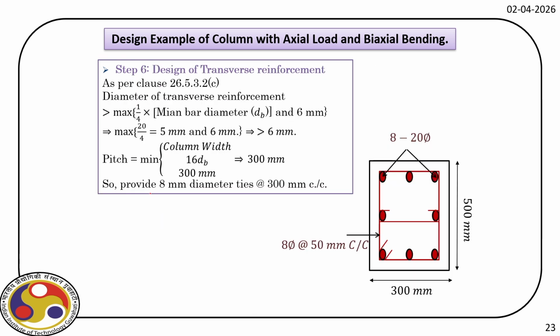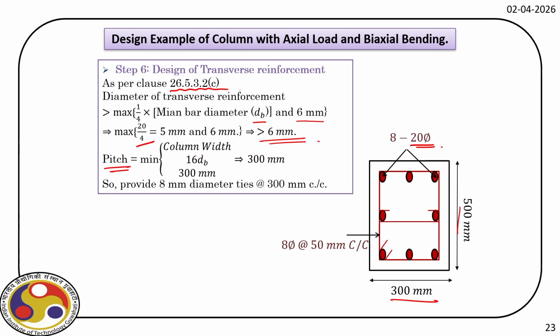Okay. Now we have to also design the transverse reinforcement as per clause 26.5.3.2c, and the diameter of the transverse reinforcement should be more than the maximum of these conditions: one-fourth of the main bar diameter, which is dB, and 6 millimeter. So the main bar diameter we have is 20, 20 by 4, which is 5 millimeter or 6 millimeter. So it should be more than 6 millimeter. And then pitch is the minimum of column width. In our case, the column width is 300 by 500.